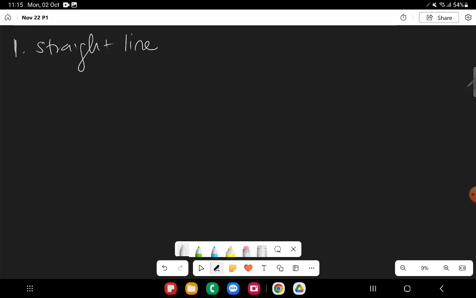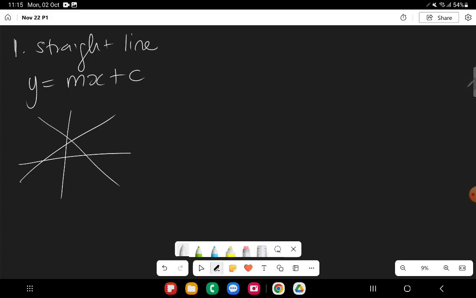You know a straight line graph to be y is equal to mx plus c. And if you were to sketch it, it would look something like that. It could also be a negative graph, okay? y equals mx plus c.